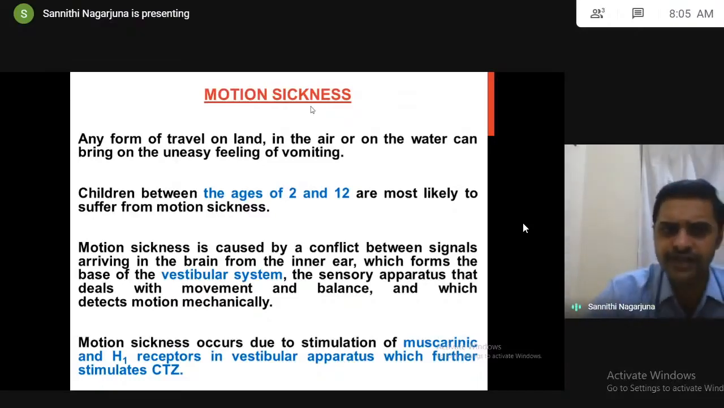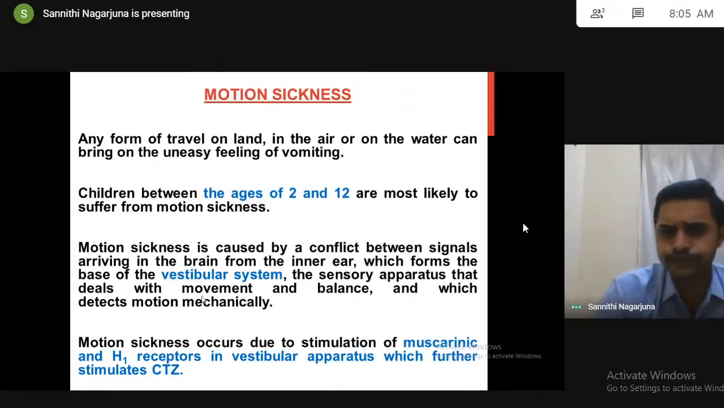As you know, motion sickness, I told you just now, is the vomiting during journey conditions, vomiting due to continuous motion. This condition is very likely to be observed in children between the ages of 2 and 12 years. This motion sickness is majorly caused because of the disturbance in the vestibular system.